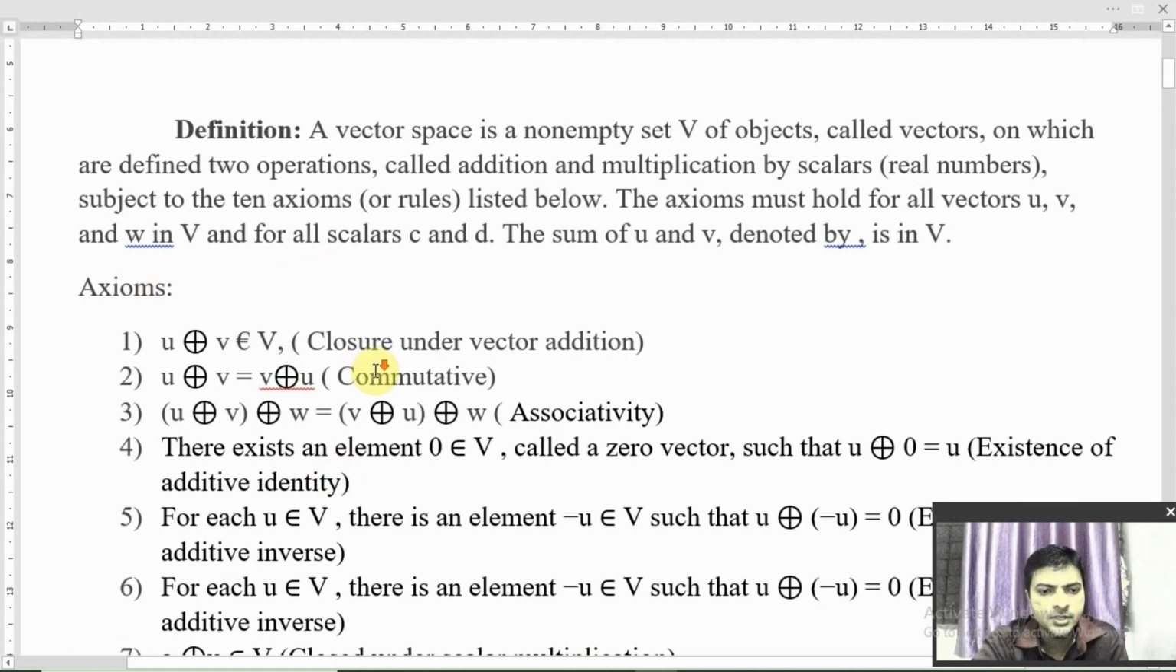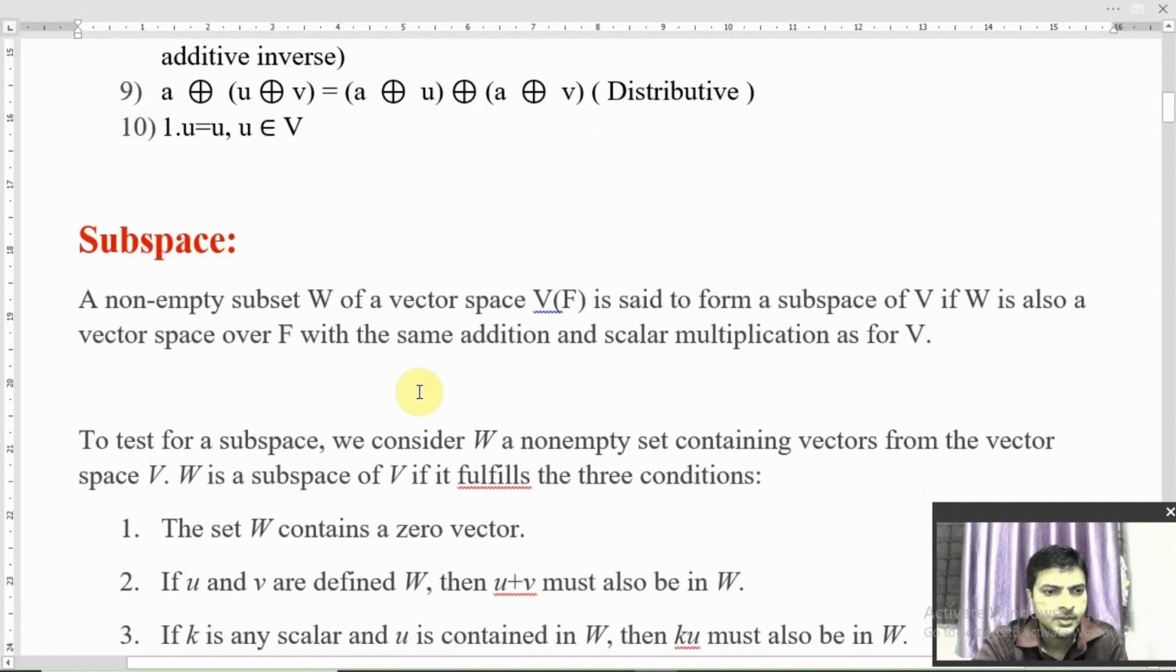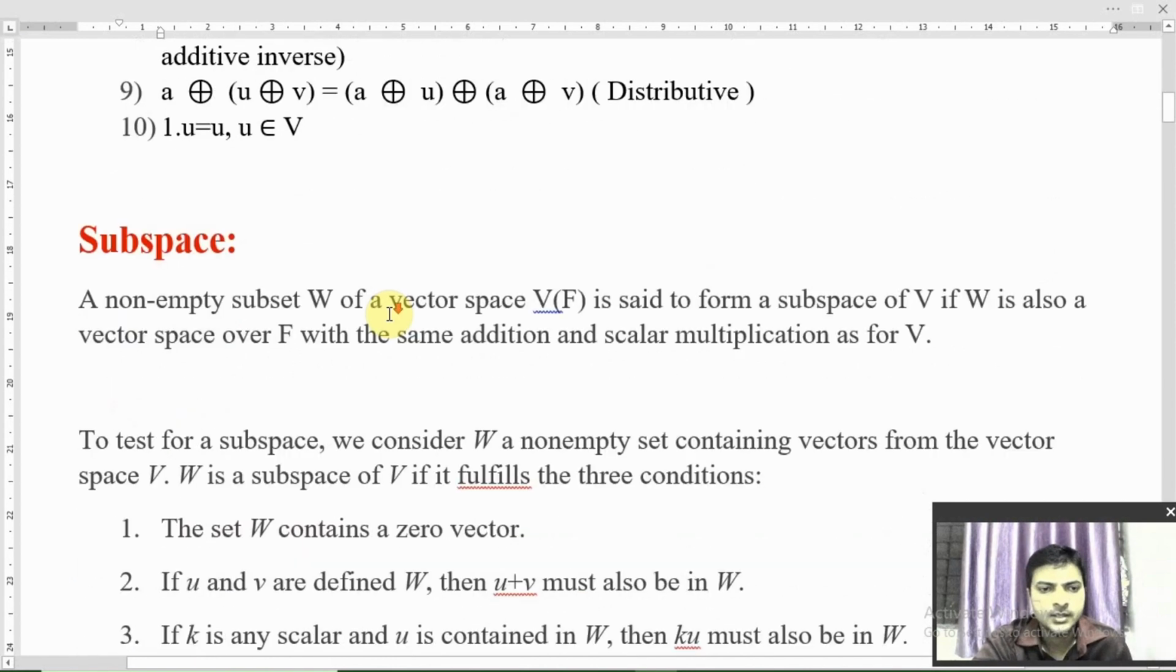This is a very simple definition, and we will find examples as we come across them. Instead of u here, we can take v also. Like this, u and v are in the vector space.